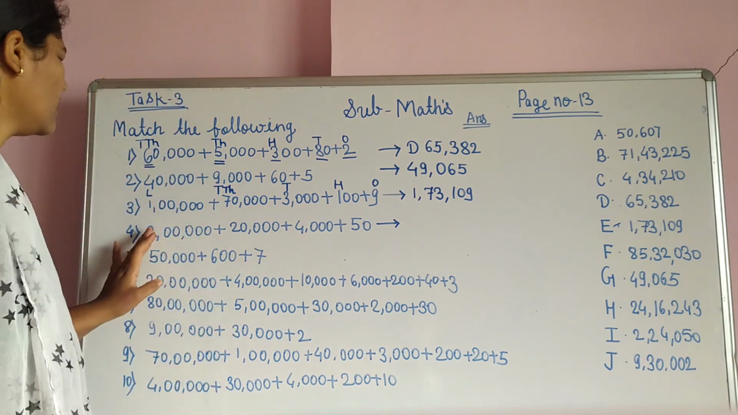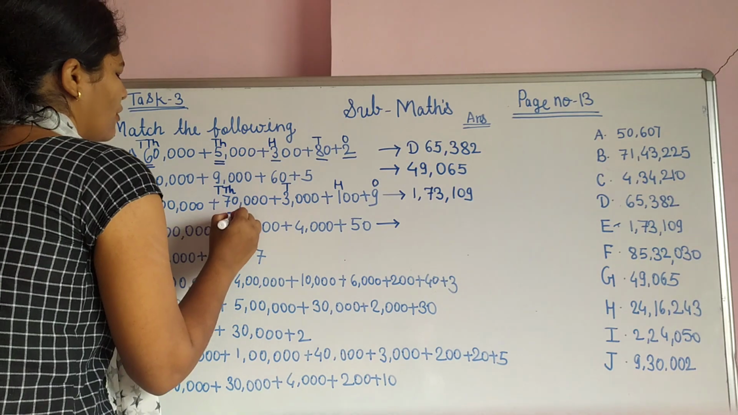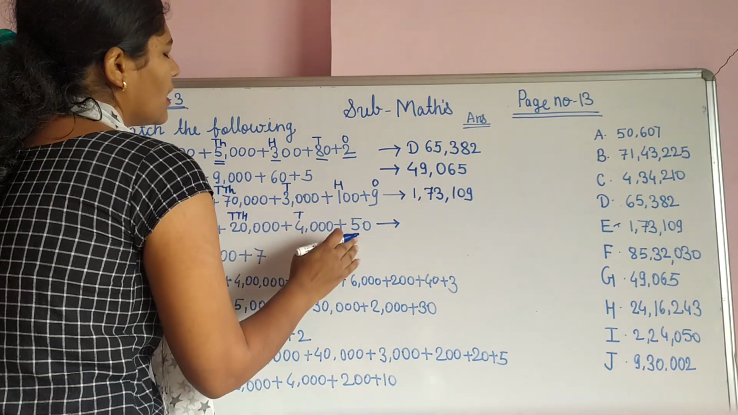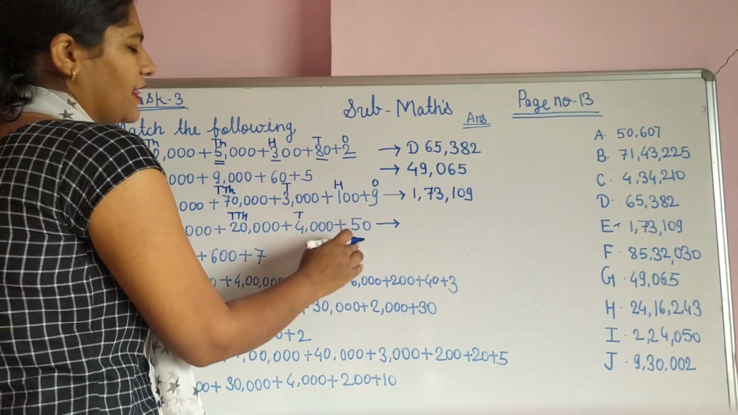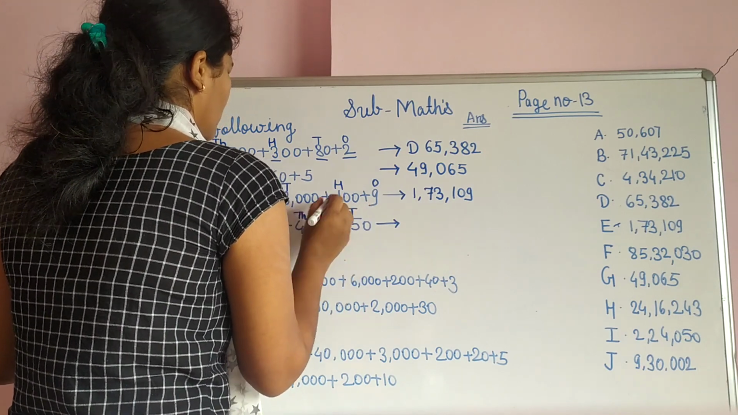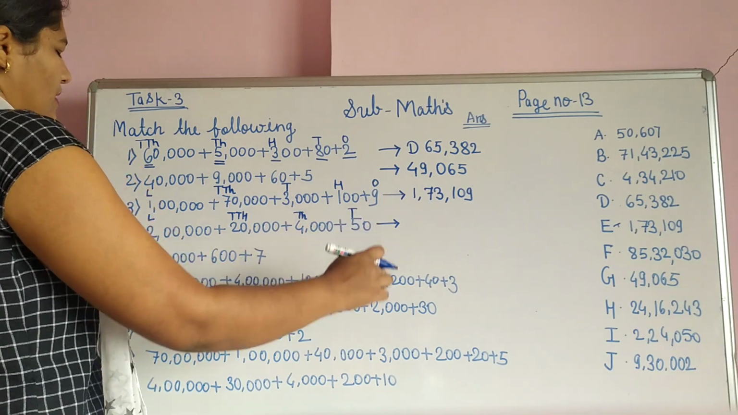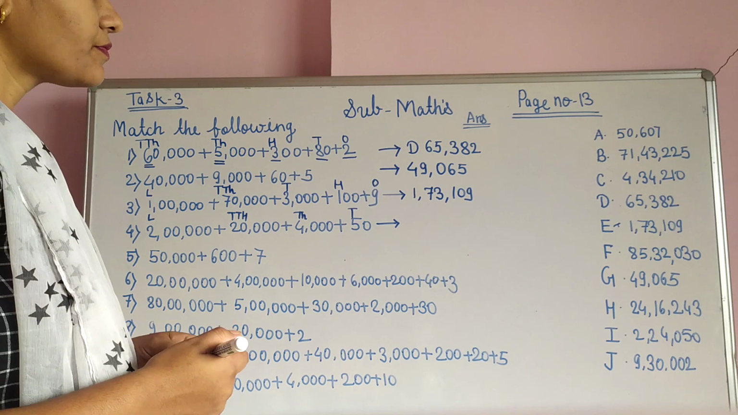So this is on a lakh place. This is on the 10,000 place. This is on the 1,000 place. On the 100 place, is anything there? No. It means here is 0. On the tens place, 5 is there. And the ones place, what is there? Nothing. It means there also 0 is there. So we will find this number from that column.